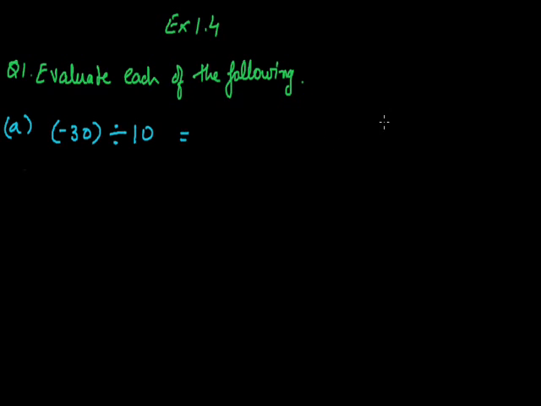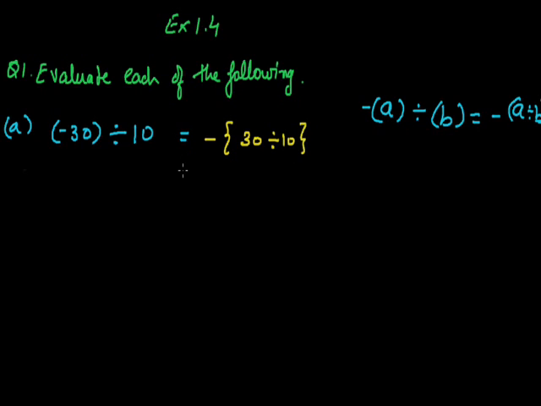Now we know that if any one of the integers is negative and we have to divide, we can simply divide the number a by b and give the resultant a negative sign. If we want to solve this, we can solve it like this: minus, then 30 divided by 10. We will divide the numerical value and finally give the negative sign to it. Now it will be minus 3. When 30 is divided by 10, you get 3, and the minus sign is given due to the negative sign of 30.